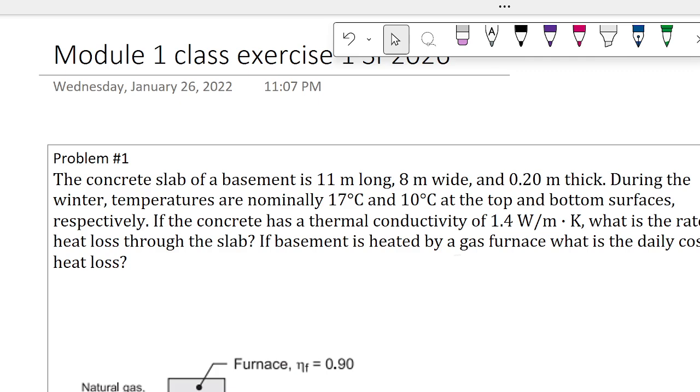What are the solutions here? We're dealing with conduction, so just write the conduction equation, which again is Q equals minus K A del T divided by the thickness, right? And then start to plug in all the values to find the Q value. Can you do that?